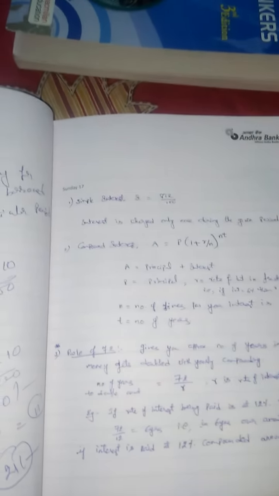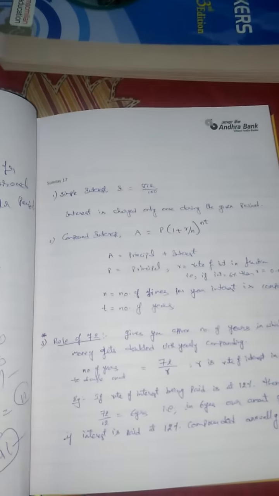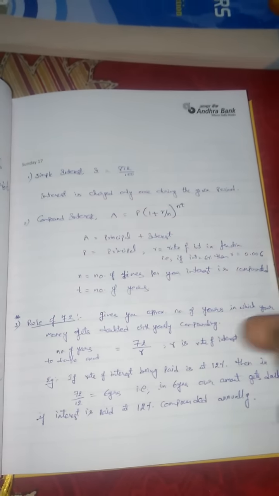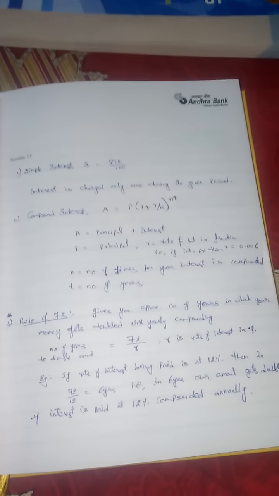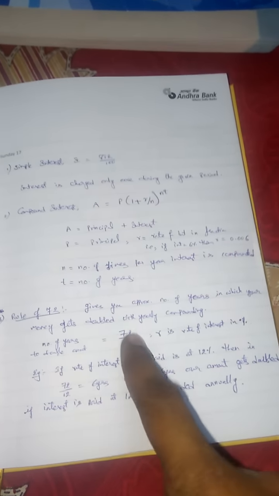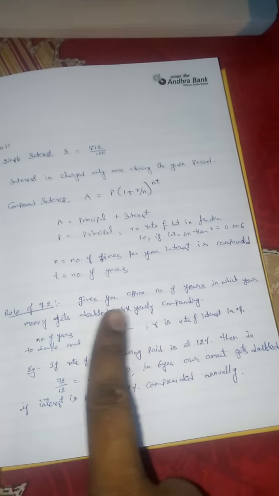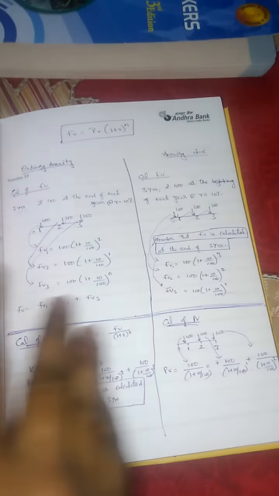Very important. The rule of 72 is the period within which the amount you invested gets doubled, and it is arrived at by dividing 72 by the rate of interest being paid. Remember, it is R in percentage only. So if the rate of interest is 12%, you need to divide 72 by 12 only, not 0.12. Do remember that.